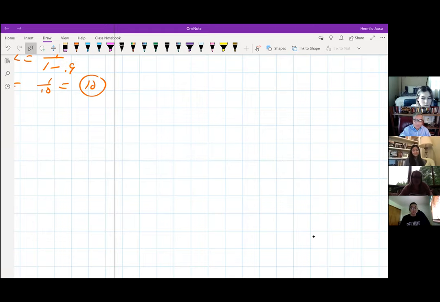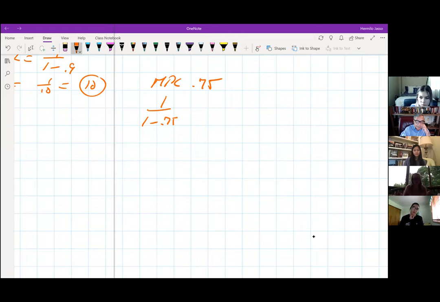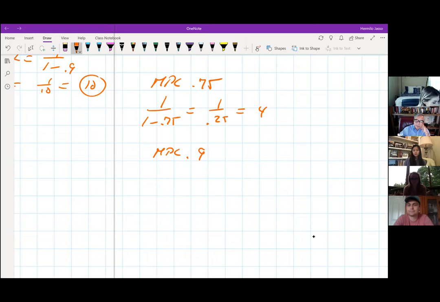It's my iPad, ignore it. Okay, if the MPC is 0.75, how much is the multiplier? 1 divided by 1 minus 0.75 equals 1 divided by 0.25, which equals 4. If the MPC is 0.9, how much is the multiplier? 10. Okay, look, this is a shortcut.